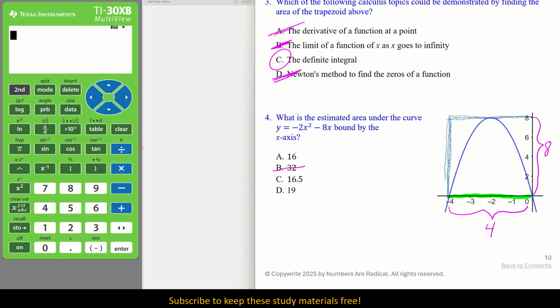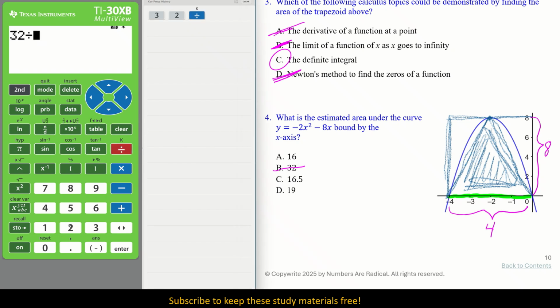Now, let's think of an area that we could calculate that would be too small. Okay? What if we right here created a triangle in the middle of that rectangle? Okay? This little bit here. Well, that would be 32 divided by 2. Well, that's 16. That's not large enough.